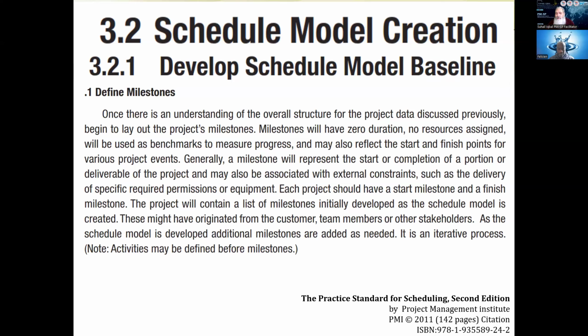They are not good candidates for a milestone. A good candidate would be at least two arrows coming in, two or more, or at least two or more arrows going out of that activity. That is a reason I may consider that as a milestone, considering its importance to the whole project.